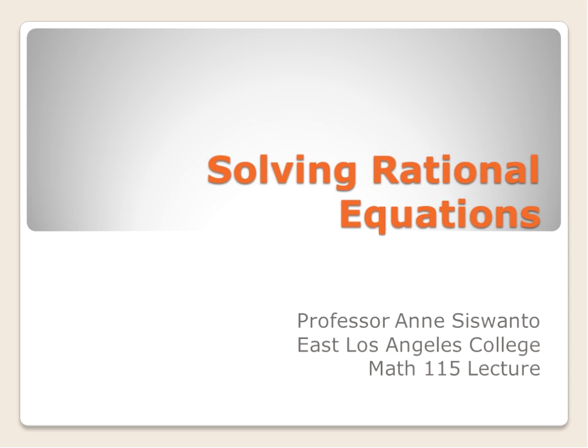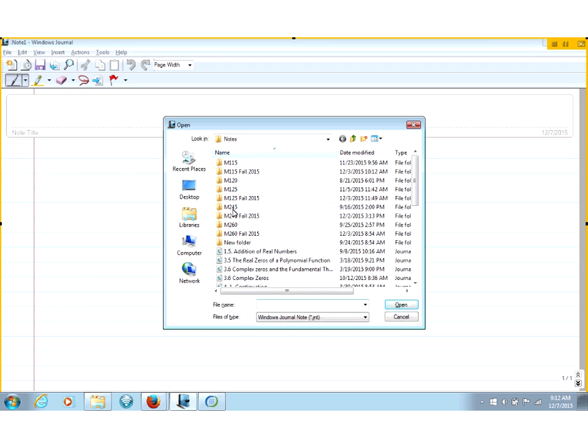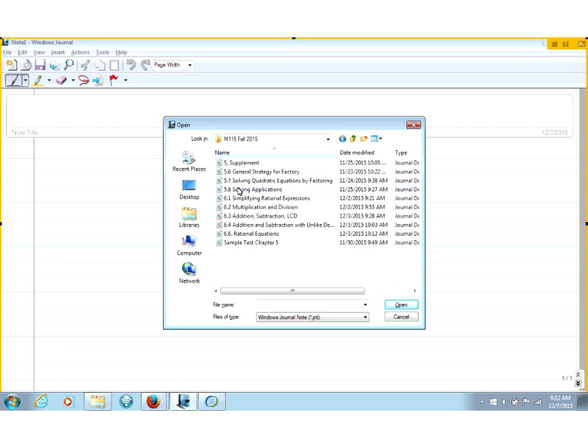Okay, so we are continuing 6.6, solving rational equations. Later on, we will go back to 6.5, which is complex fractions or complex rational expressions. But we will continue with 6.6 first. All right, let's see. So file, open, which one? Math 115? Okay.